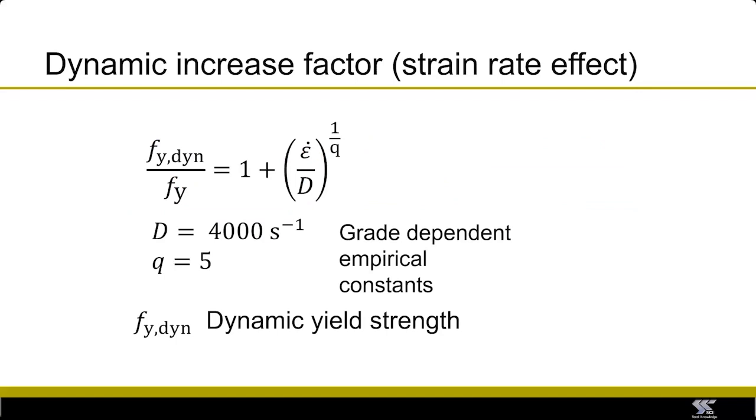When using analysis methods that can account for strain rate sensitivity in the material model, rate-sensitive material models can be used in lieu of the above factors. One of the most commonly used models is the Cowper-Symonds equation, which gives the enhancement in yield strength due to strain rate as shown in the equation presented in this slide. The constants D and Q provided here in these equations are determined experimentally.